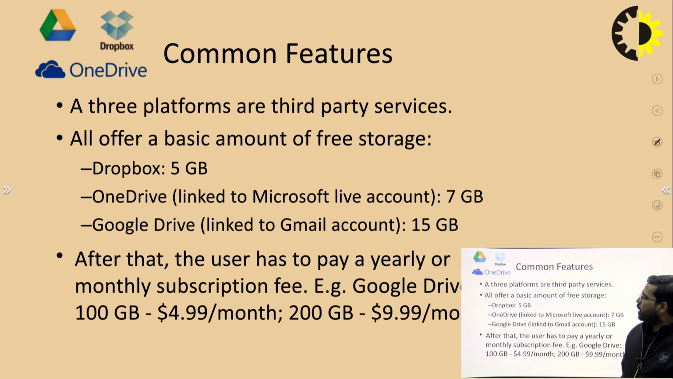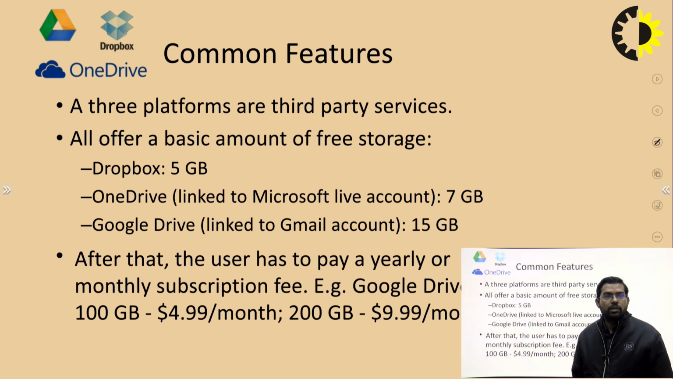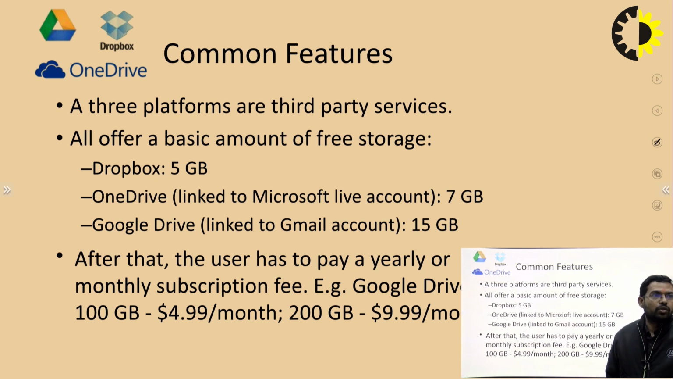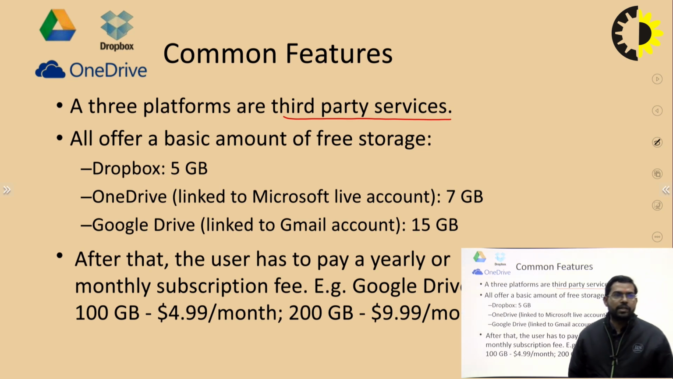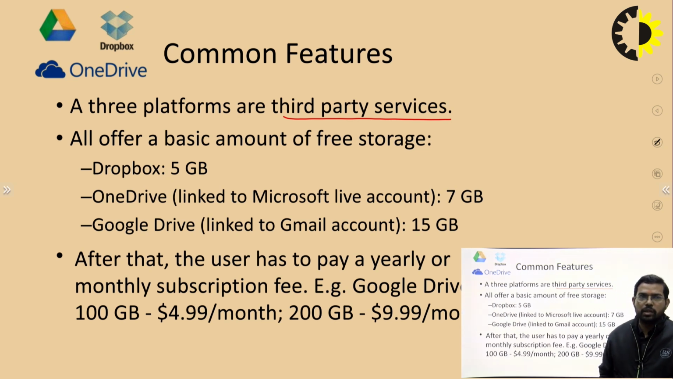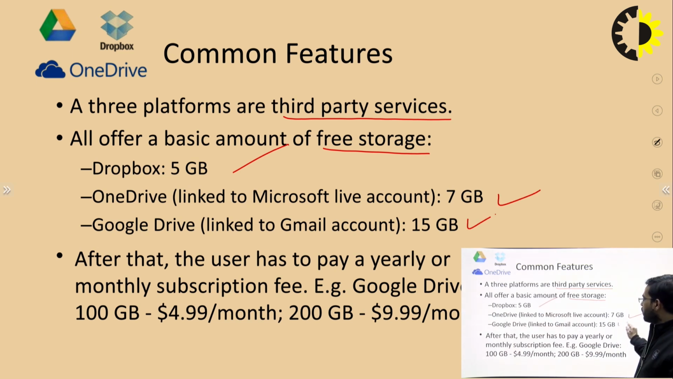So Google Drive, Dropbox, OneDrive, these have some common features. These 3 platforms are third party services. Third party services means they are using the server of one party. You are the first party, and these are the third party. All offer a basic amount of free storage. For example, Microsoft OneDrive is 7 GB, Dropbox is 2 GB, and Google Drive is 15 GB.